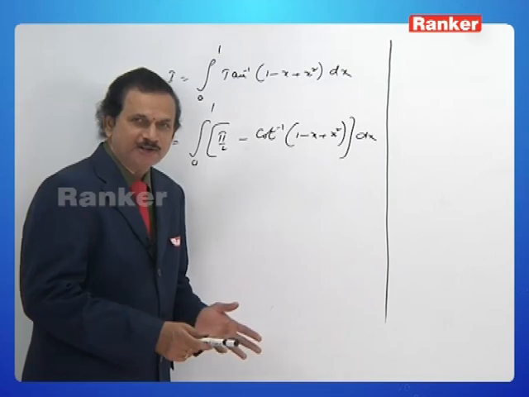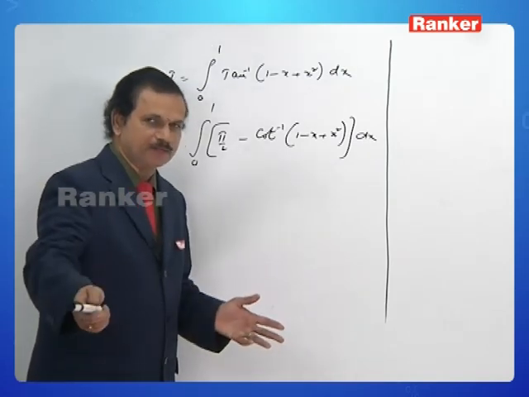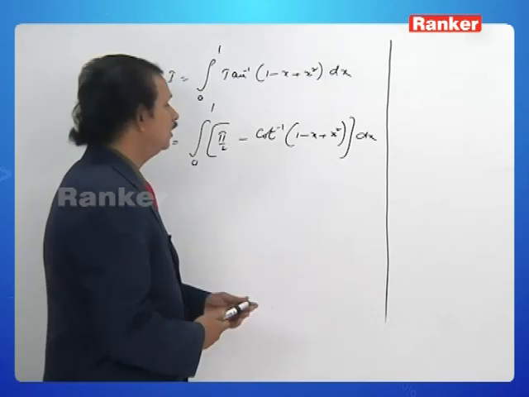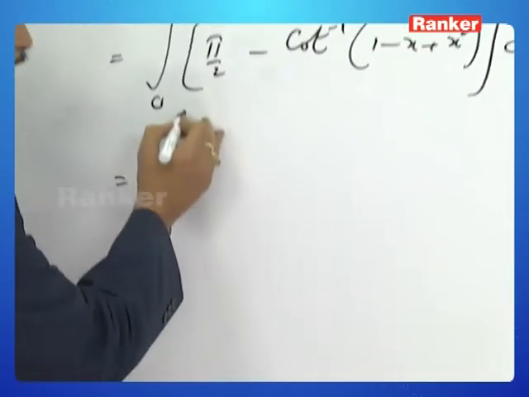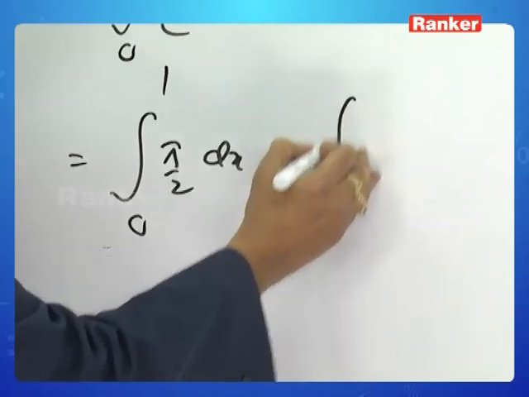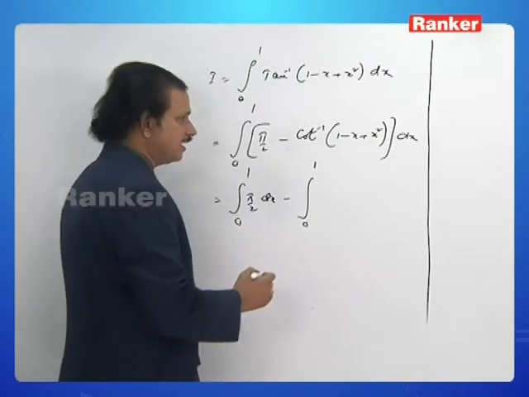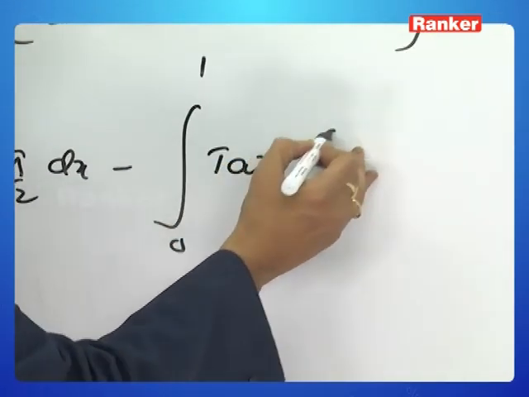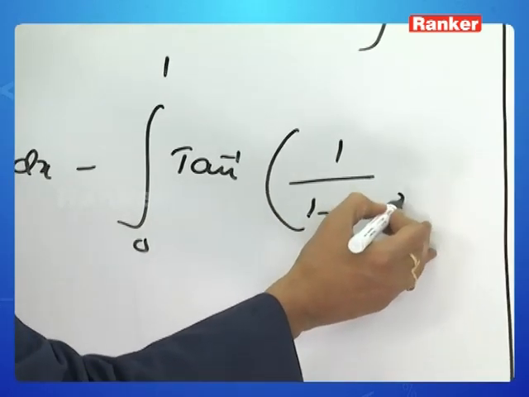I think you could have caught it. Tan inverse x plus cot inverse x is equal to pi by 2. So, tan inverse x is equal to pi by 2 minus cot inverse x. Well done. So that this is integral 0 to 1 pi by 2 dx minus integral 0 to 1 cot inverse of 1 minus x plus x square. I like to write this as tan inverse of 1 by 1 minus x plus x square. Any problem?